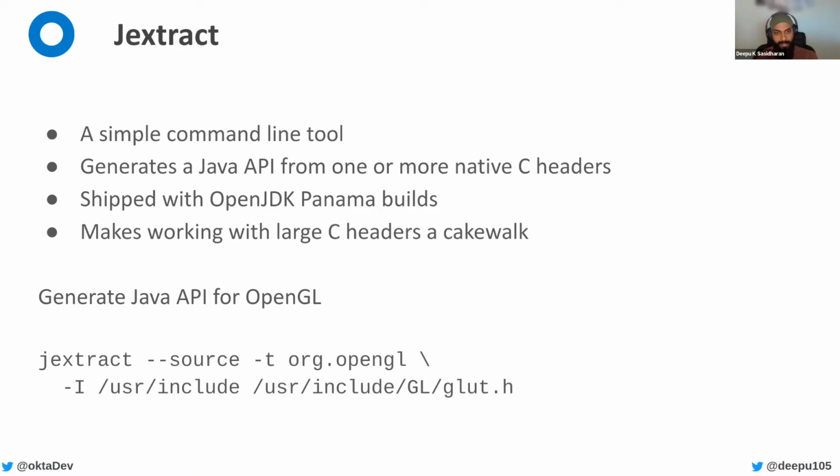So that's basically it. This is shipped with OpenJDK Panama builds for now. Hopefully, this will be shipped with the JDK when Panama is standardized. This makes working with large C headers a cakewalk. Jextract is not required, it's optional. You don't need it to use the Panama APIs, you can do it manually. But when you start working with large header files, a lot of functions and stuff, then it becomes annoying to do them manually. So then Jextract makes it easier and cuts down your work by more than half. That's the beauty of it.